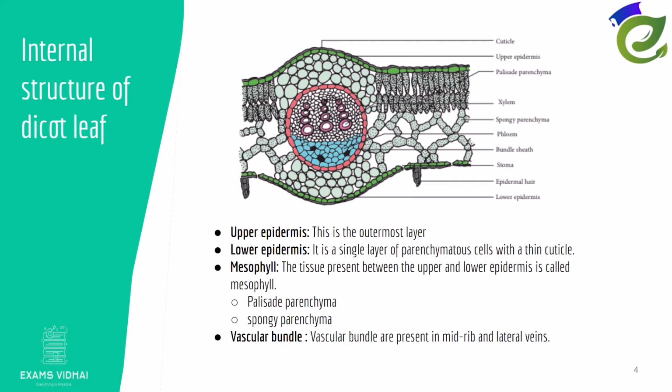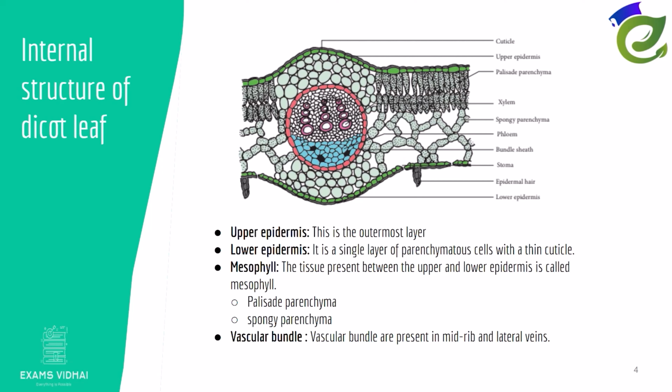Now coming to the last part of the leaf, which is the vascular bundle. The vascular bundle of the midrib is larger. In the leaf we'll have the midrib, from which the branches will arise. You can see that if you take a leaf.